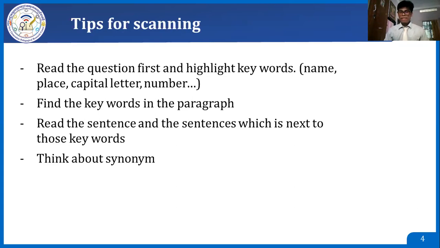Well, to make you more clear about using scanning in reading, I will show you a short text, and then you will see how I am going to use scanning in order to answer the question. So without further ado, let's start together.